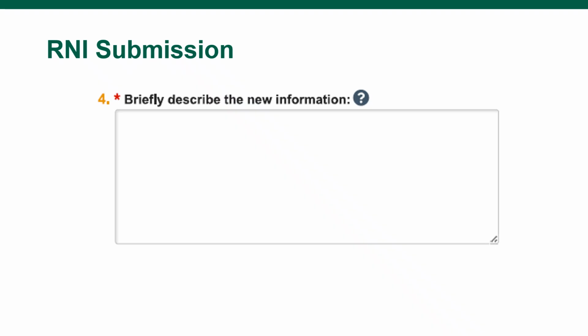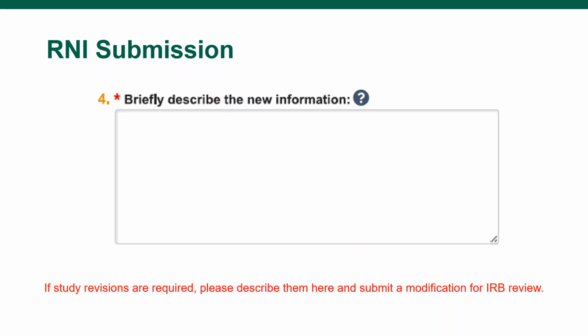In Item 4, you will briefly describe the information from the CAPA. Remember the following CAPA questions: the who, what, where, how, and when. This information needs to be added here to briefly describe the RNI. Now, if the RNI requires revisions to study documents, please describe those revisions here also. And after this RNI submission, submit a modification for IRB review.